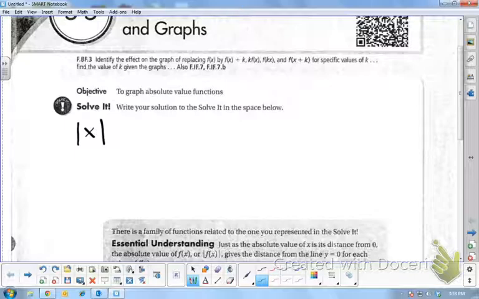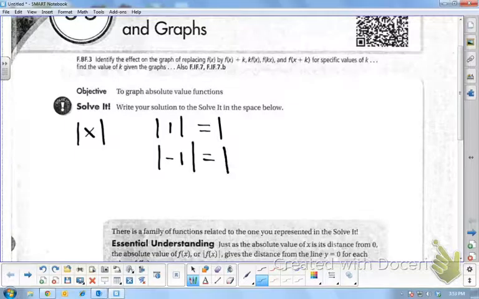So if I said take the absolute value of 1, well, that is positive already, so if I'm going to make it positive, I leave it 1. But if I'm going to take the absolute value of -1, then I have to change it because we want to make it positive. So absolute value always makes things positive every single time.